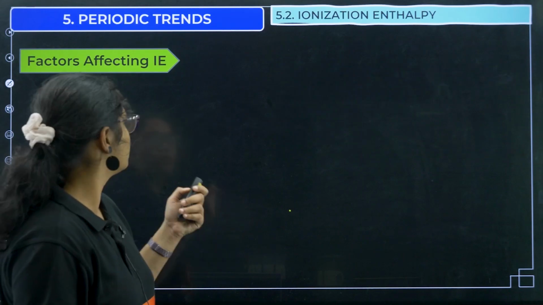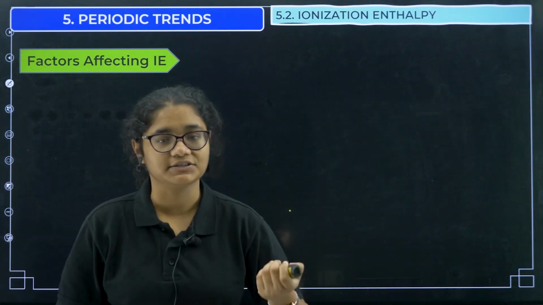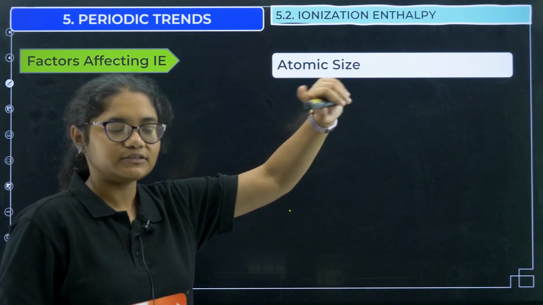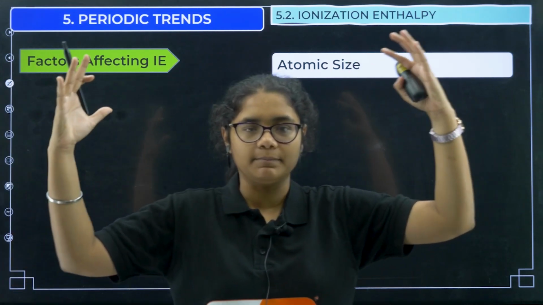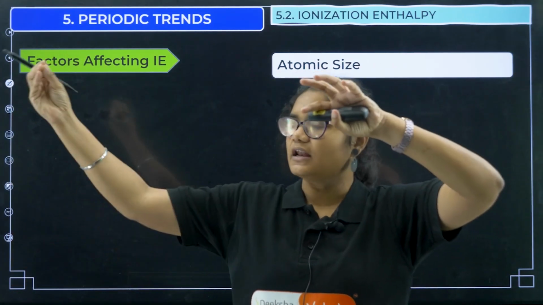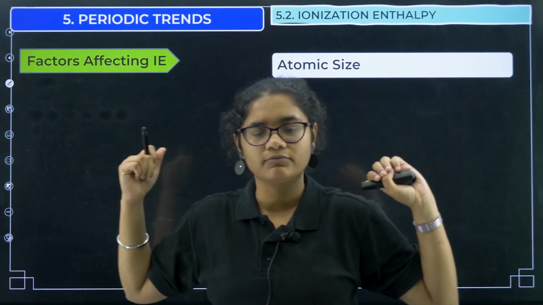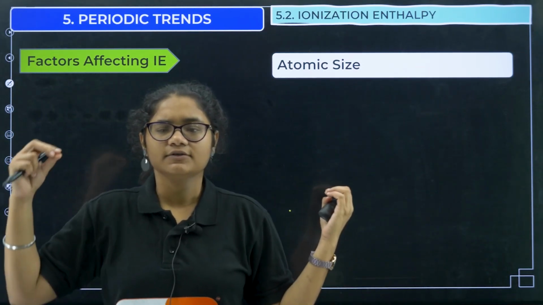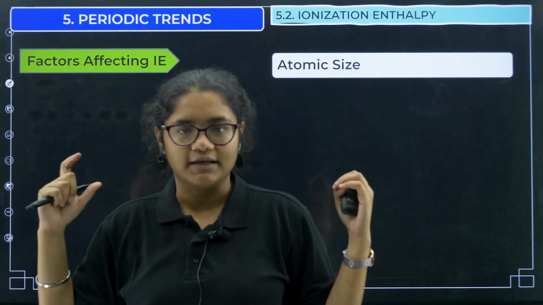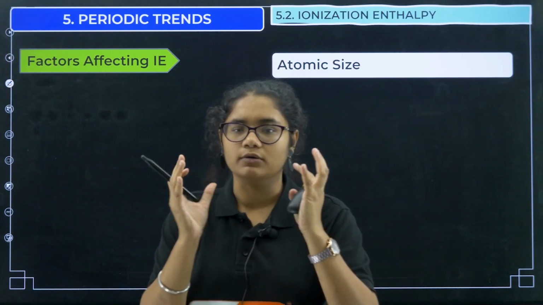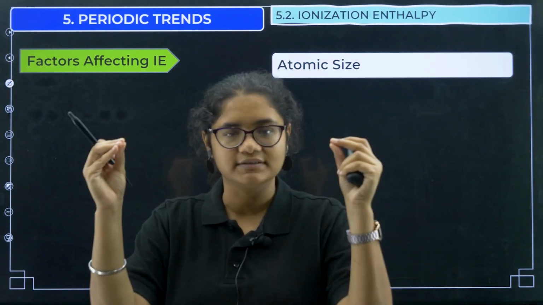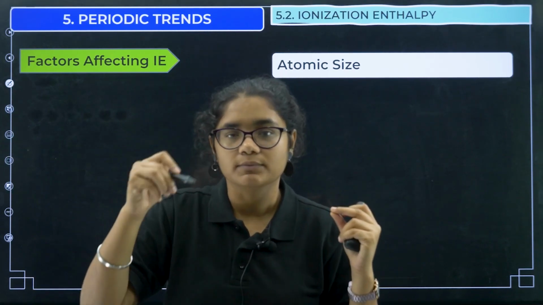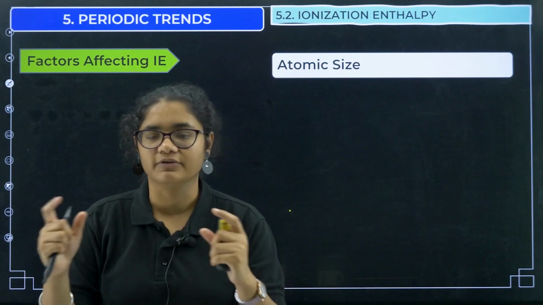Now coming to the factors affecting ionization enthalpy. This is very, very important. First is atomic size. Just imagine you have a very big atom. The last electron will be very far away from the nucleus, so the force of attraction will be very less, and removing an electron will be easier. But if the size is small, the distance between the last electron and the nucleus is very less, that electron will be tightly bound to the nucleus, so removing that last electron will be difficult.